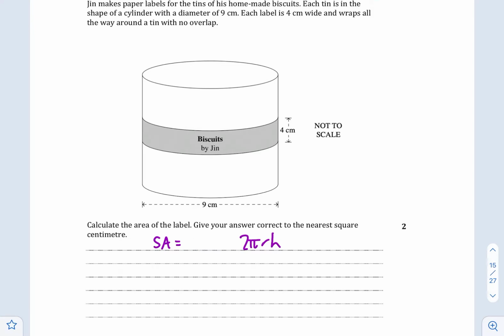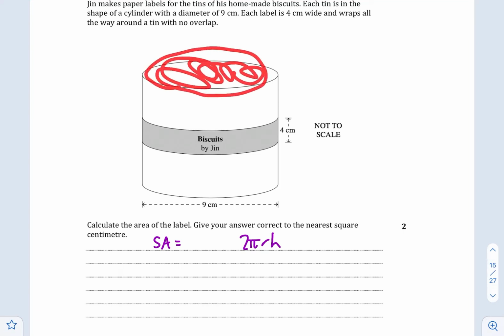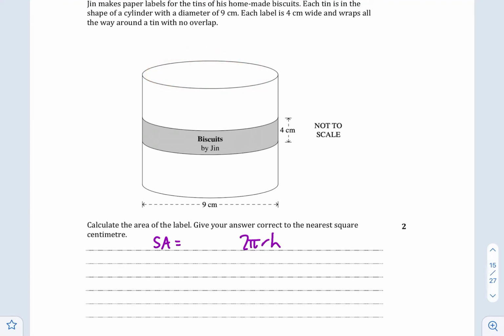Because the moment we see pi r squared, we're looking at the area on top of a cylinder, okay? We're looking at this space. But in this case, we only care about the side of this cylinder. So I'm only going to use this aspect of the formula.